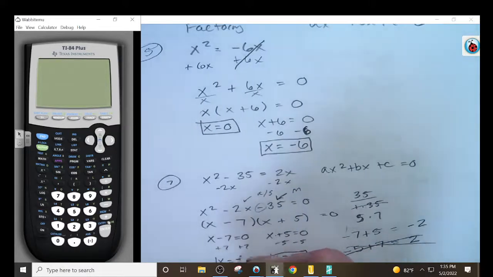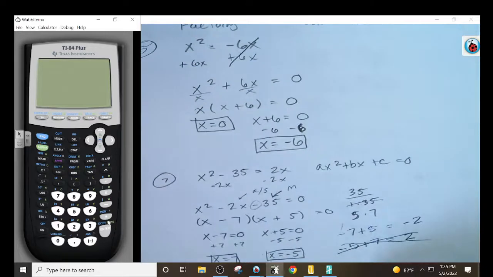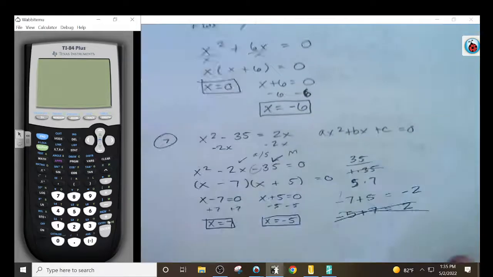All right, so the two answers there, guys, is 7 and negative 5 after you set them equal to 0.